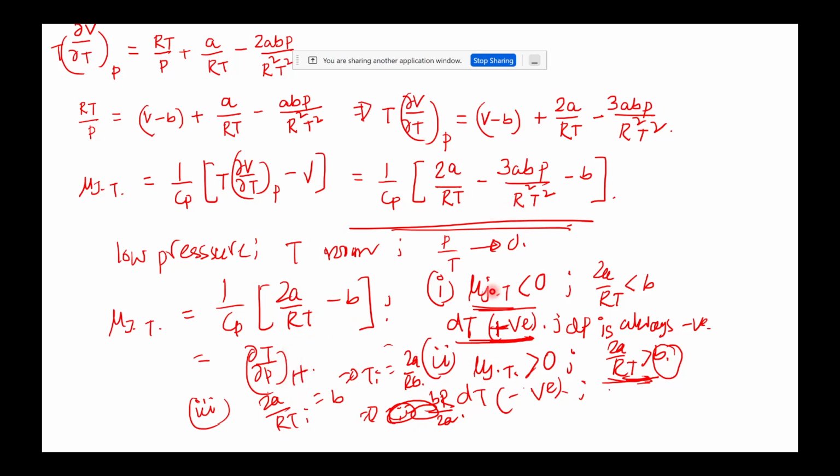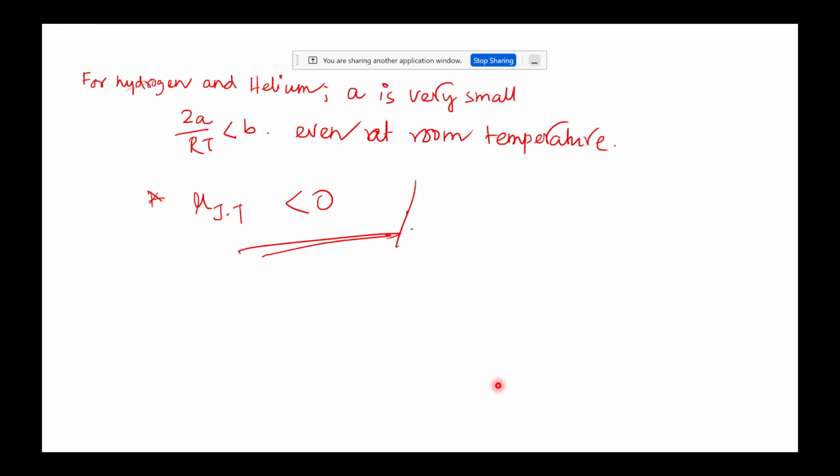And for this, the Joule-Thomson coefficient will be negative when 2a by RT is less than b, so this means dT is positive, there will be heating, because dP is always negative, so this del T del P will be negative. And when the Joule-Thomson coefficient is positive, meaning 2a by RT is greater than b, that means del T is negative, so their ratio del T del P will be positive.